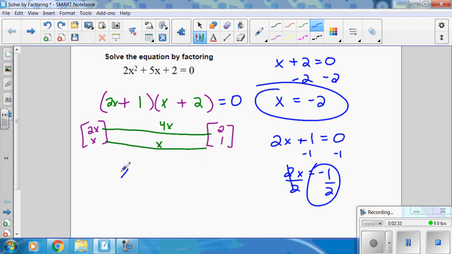So there are two solutions. x equals negative 2, and x equals negative 1/2.